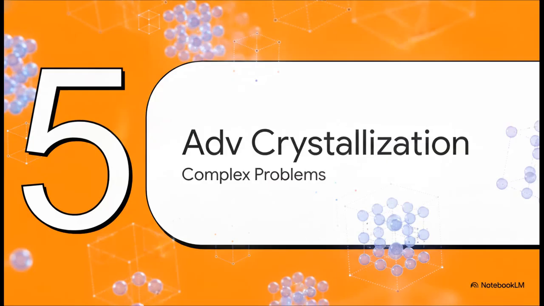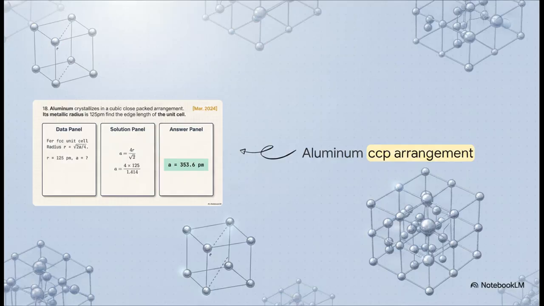Section 5, Advanced Crystallization. We've made it to the final section. Let's elevate things and tackle some of the more complex crystallization problems. Question 18. Aluminum crystallizes in a cubic close-packed arrangement, March 2024. Its metallic radius is 125 pm. Find the edge length of the unit cell.